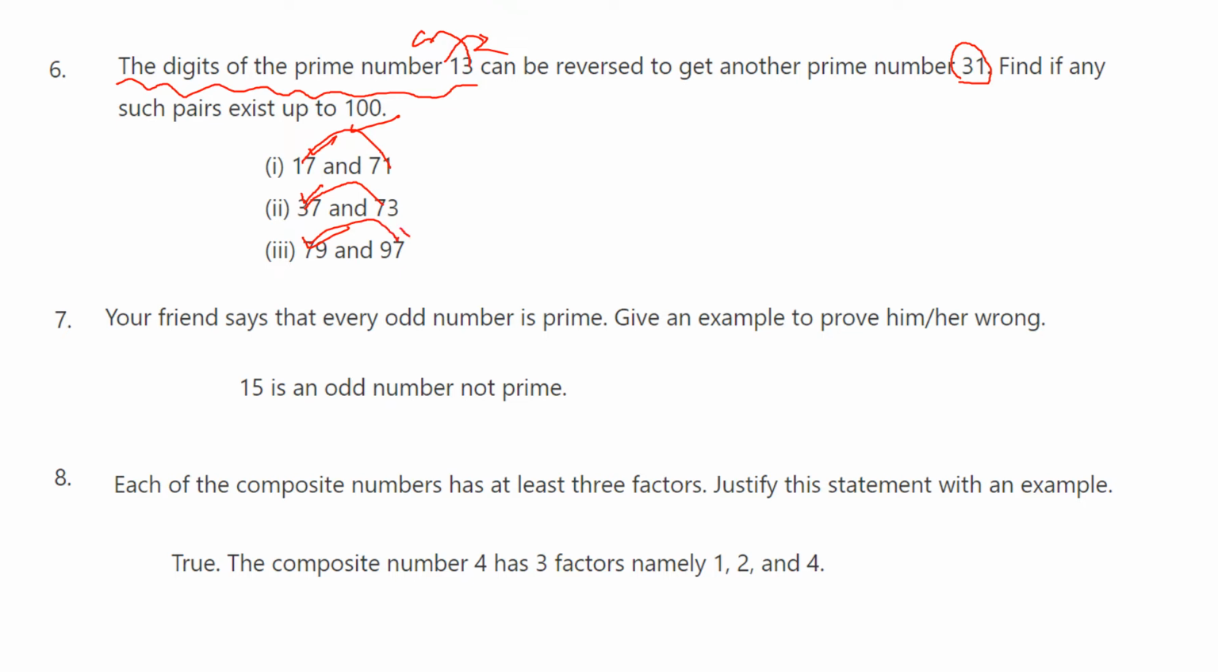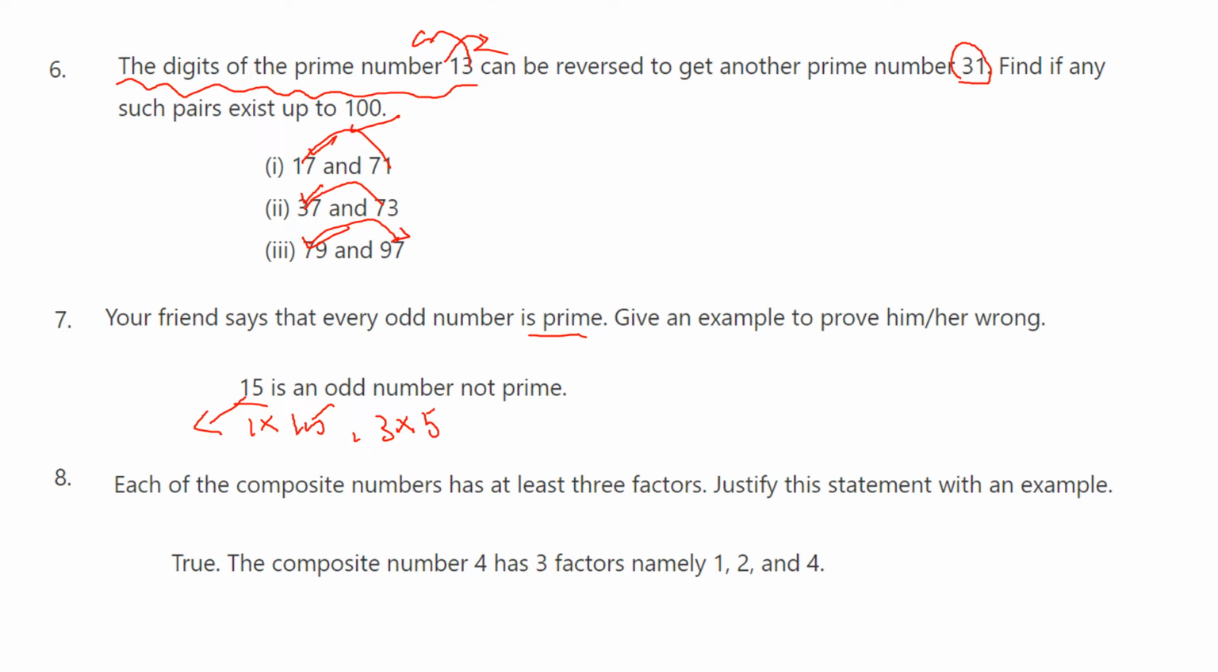They are prime numbers. Your friend says that every odd number is prime. Give an example to prove him or her wrong. So here we take 15. 15 is an odd number, but it is not prime because it has more than 2 factors. 1 15s are 15, 3 5s are 15. So 4 factors are there for 15. So it is not prime, it is a composite number only.